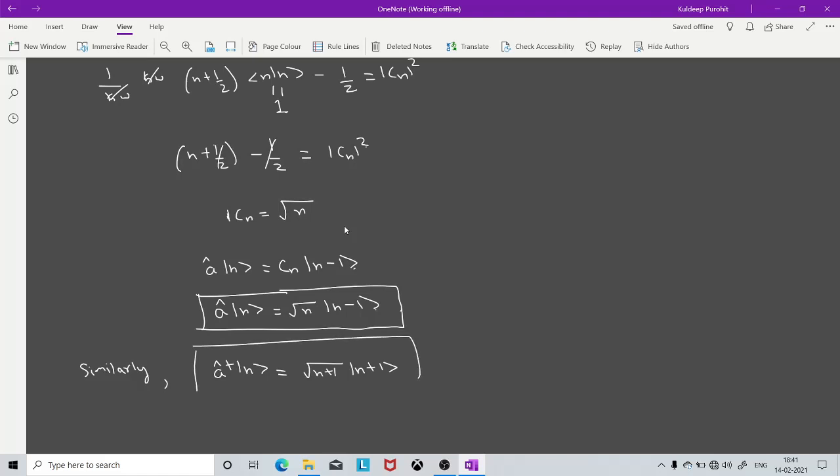These are two very important equations. This is the equation for the lowering operator, and this is your equation for the raising operator.